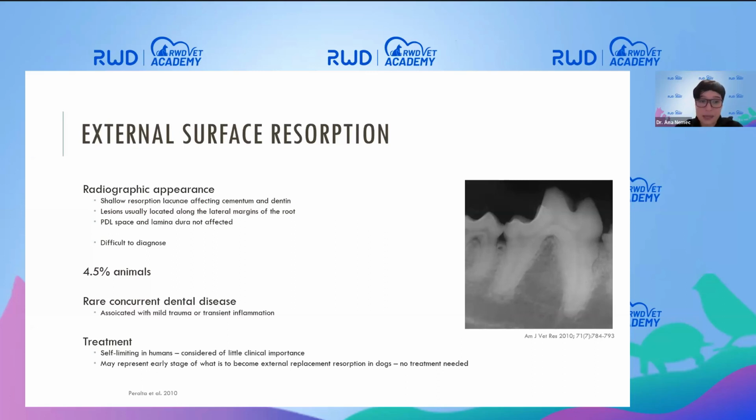It only affects about 5% of animals, and its etiology and significance are not really known. In humans, it is considered to be self-limiting, and it's usually just sitting there. On the other hand, it may represent an early stage of replacement resorption, which I will discuss shortly. So what do we do with external surface resorption? Not much. It's not exposed to the oral cavity, and it doesn't look to be associated with any inflammation. So we would just let the client know, make a note of it, and monitor it probably within 12 months, when it's the next regular appointment for this patient.